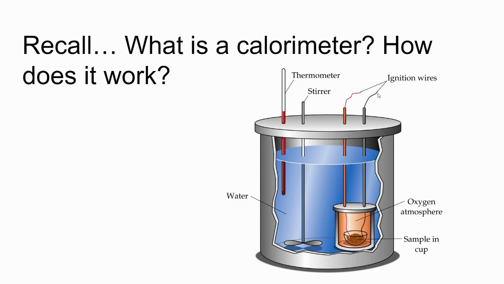Okay. Today we're going to use a different kind of calorimeter, but the basic properties of a calorimeter, you have some kind of liquid, we're going to use water, and then you have your sample, and you're going to burn your sample, and the heat from your sample goes into the water, and then you can measure the temperature change of your water. So that's what we're going to do today.